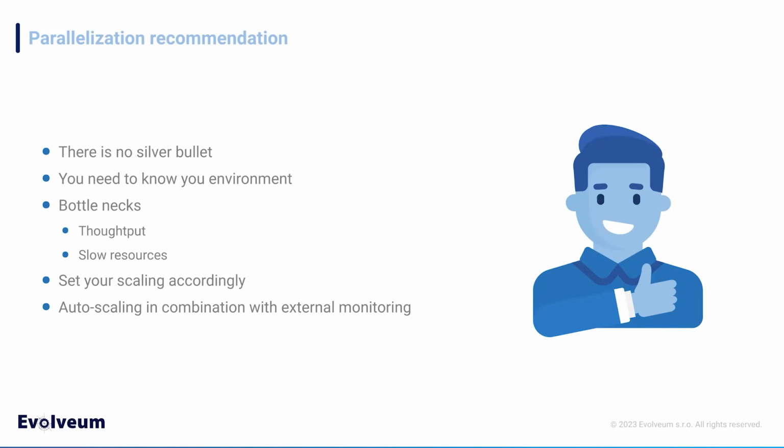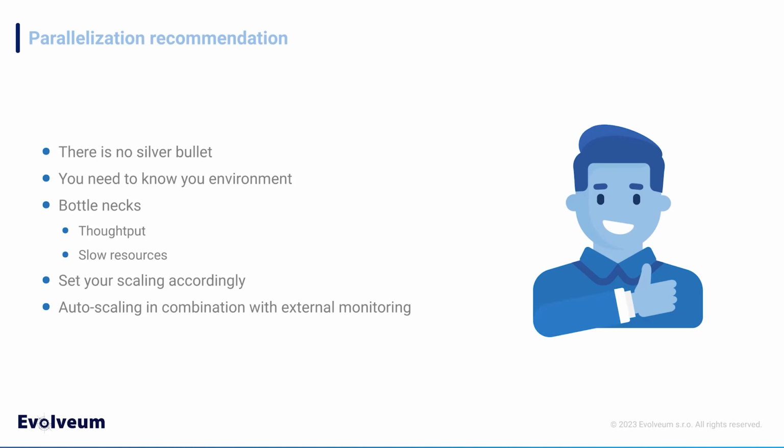So at the end of the parallelization section, I would like to give some recommendation. And the unfortunate truth is there is no silver bullet. It all depends on your environment. It also depends, for example, on what your bottlenecks are. Do you need to just improve your throughput, so you need to process more objects in a shorter time, or are you dealing with slow resources, so you want to run multiple threads and eliminate these delays? And based on that, you need to set your scaling.